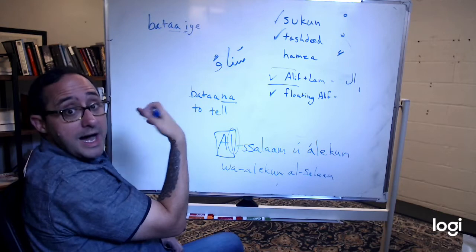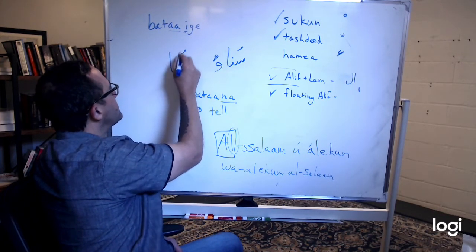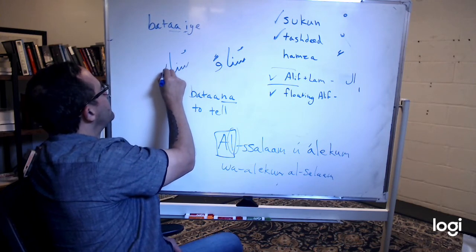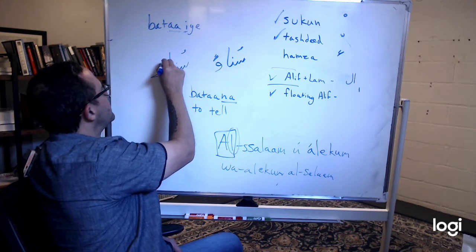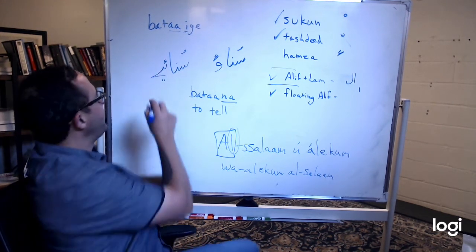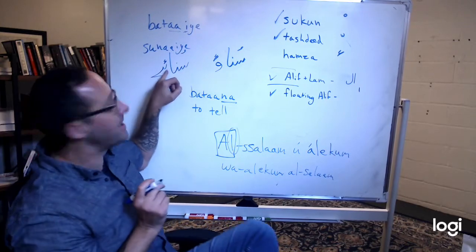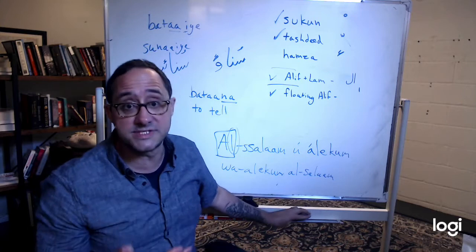For the op, suna, ye, sunaye. I put this little Hamza there. So these are the markings that we use in Urdu.